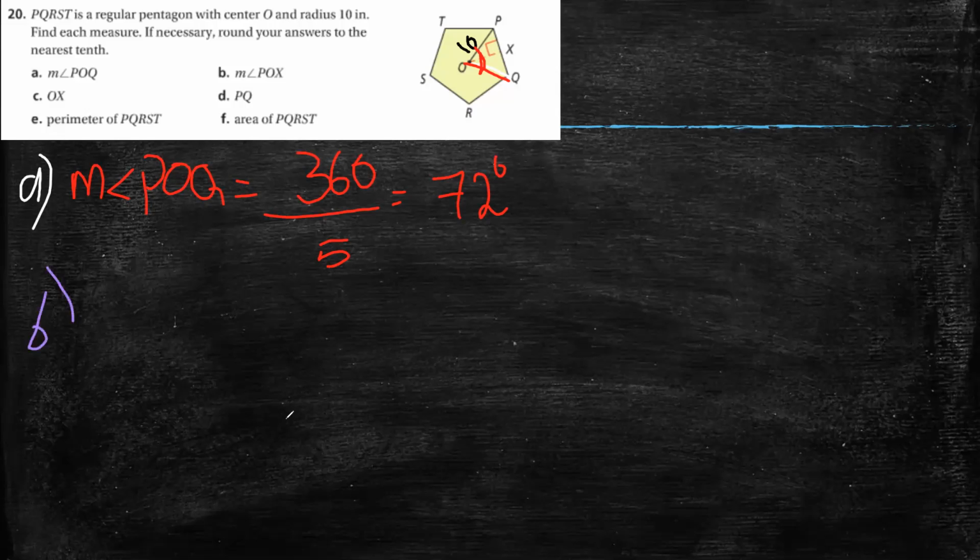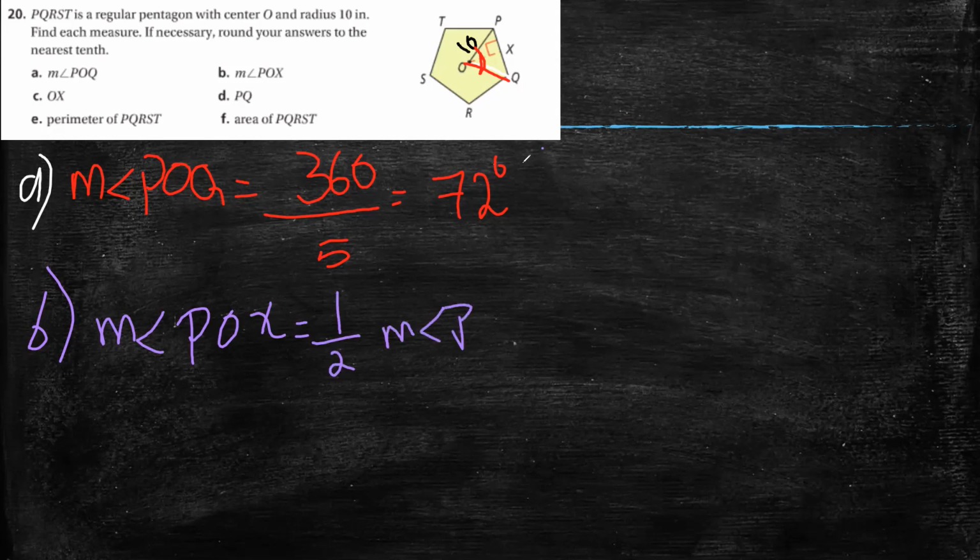Now B. Measurement of the angle POX. POX is half of the measurement of angle POQ, so it's 72 over 2, which is 36. This is the measurement of the angle POX.